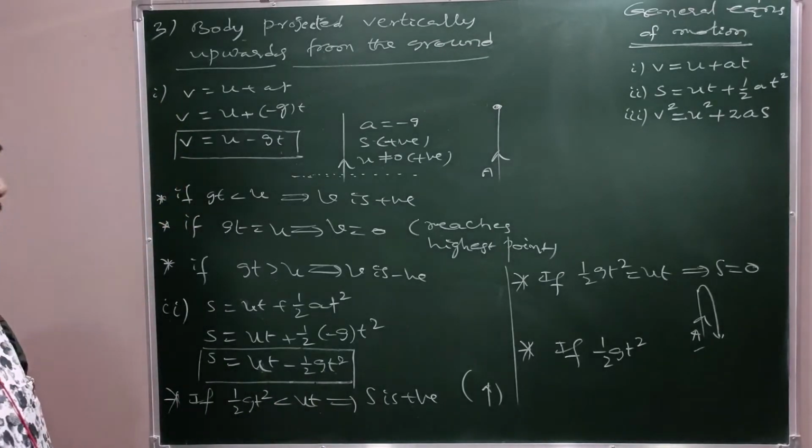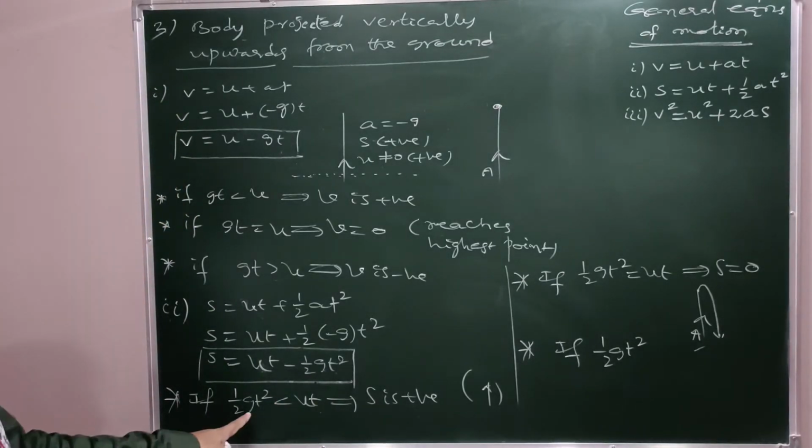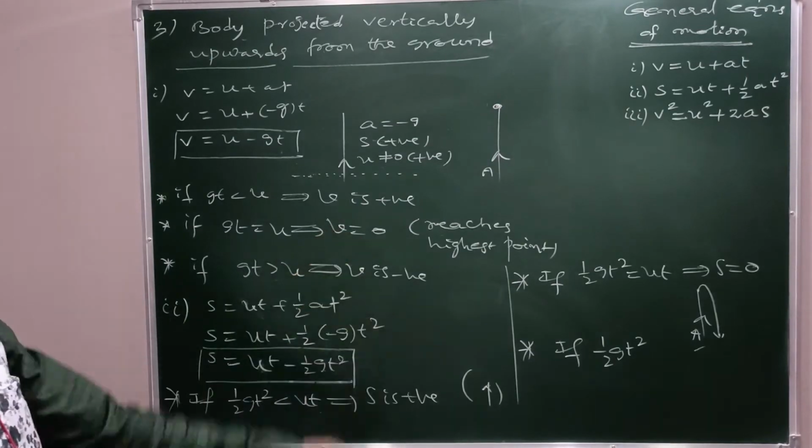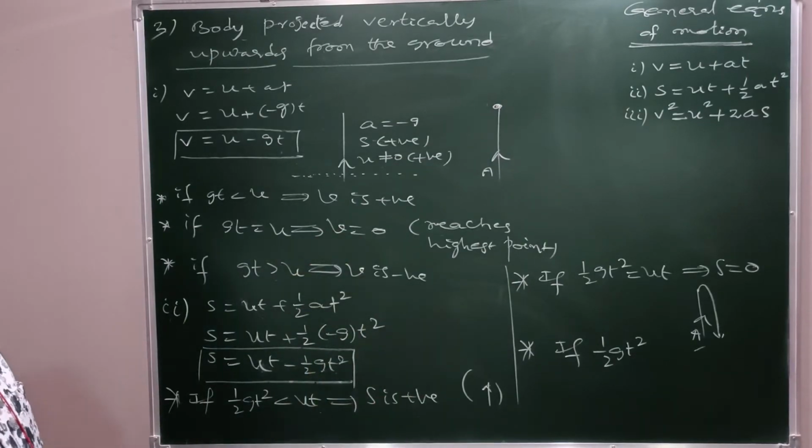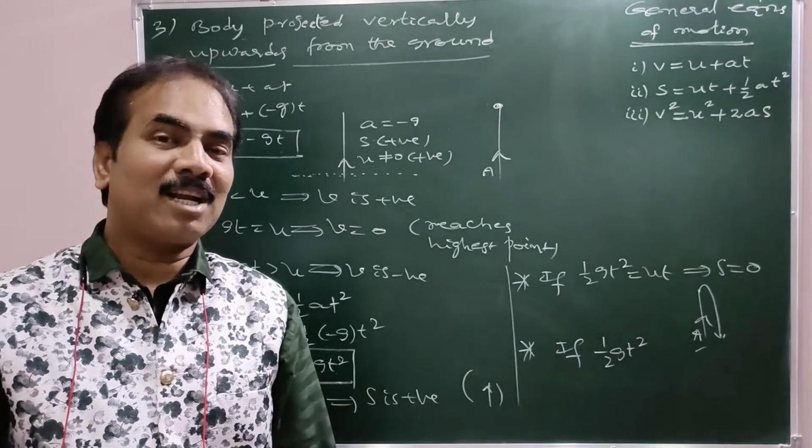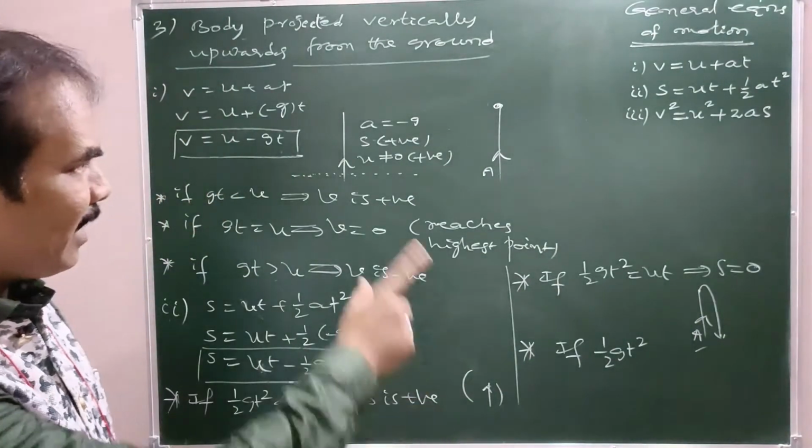Now, if the square term is greater than ut, when is it possible? Not in this case. In the next case, when the body is projected vertically upwards from the top of the tower, you will know in the next case.